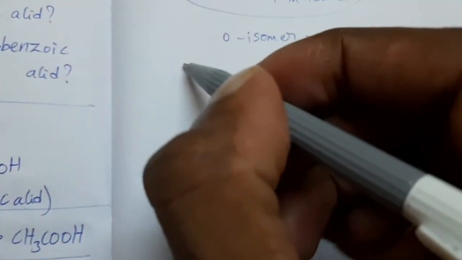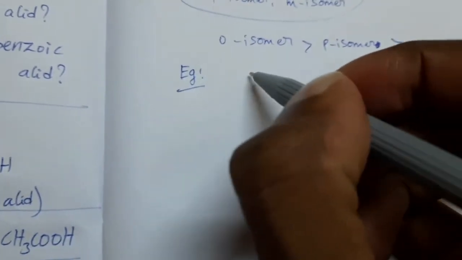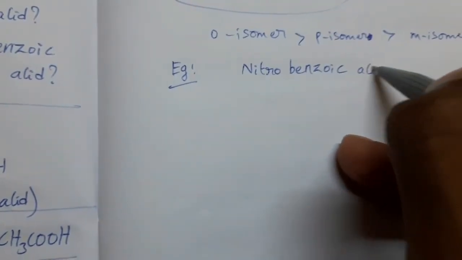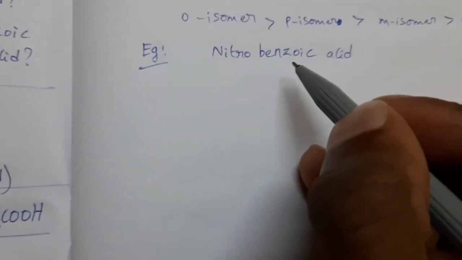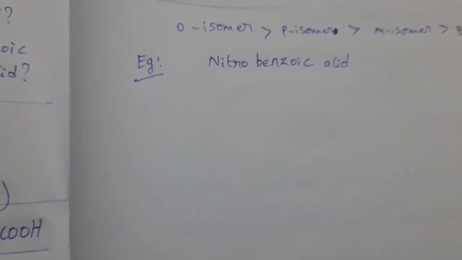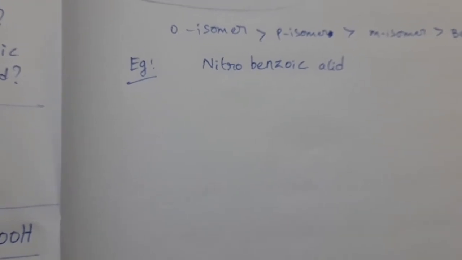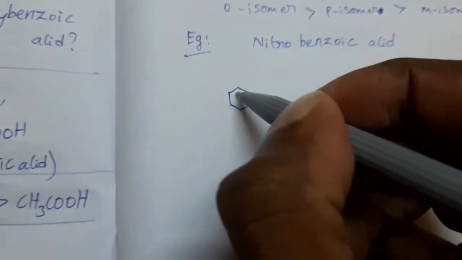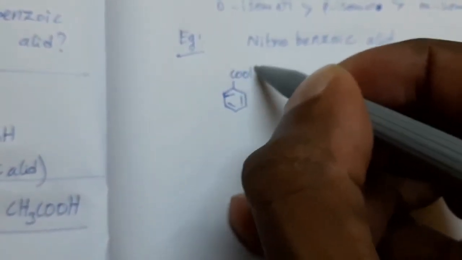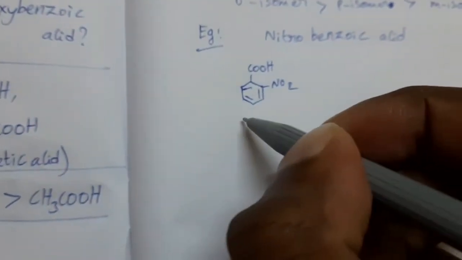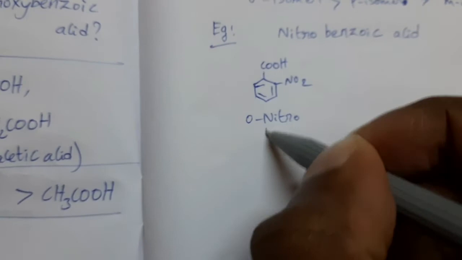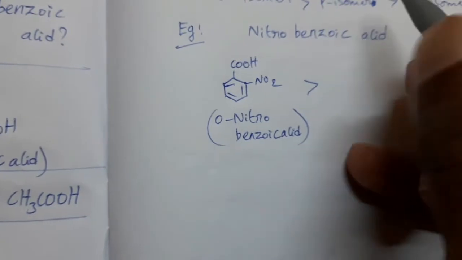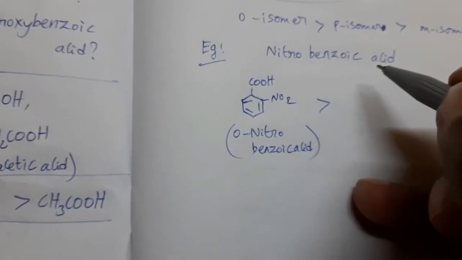Now take an example. Nitrobenzoic acid. In this nitrobenzoic acid, we can get ortho, para, meta forms and benzoic acid. For these four structures, the order is this one. Ortho form has more acidic character. This is ortho nitrobenzoic acid. More acidic character than para.